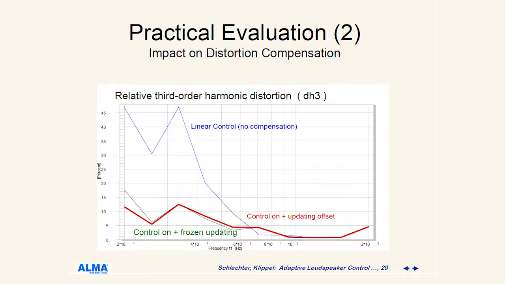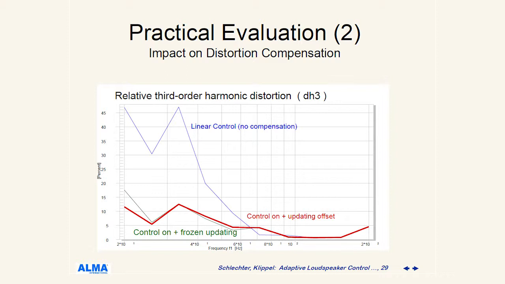If you look at the impact on distortion compensation, we have to distinguish even order and odd order distortions. So here you see third order harmonic distortion. And if we compare, here you have no compensation applied. The red curve is control on, and X offset was updated, and the green curve, there was no updating at all. And you see, we are not much worse, maybe at very low frequencies, but we are very equal in performance, even if you don't update the voice coil offset position.